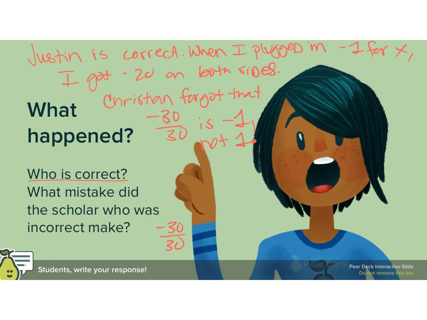So that's a perfectly acceptable answer. If you find another mistake that you think he made, go ahead and type it in and we'll see if that one makes sense. There is one more practice problem and then you're going to do your exit ticket.